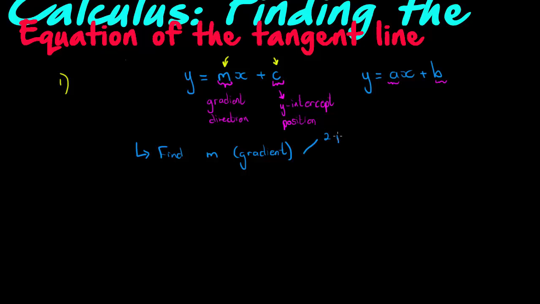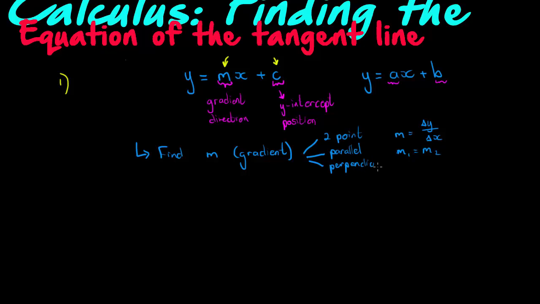We might have 2 points. If we have 2 points, we use our formula M is the change in y over the change in x. Or they give us another parallel line, in which case we use M1 is equal to M2. In other words, another line is given, I know what its gradient is, so the line I'm trying to find is parallel, so it must have the same gradient.